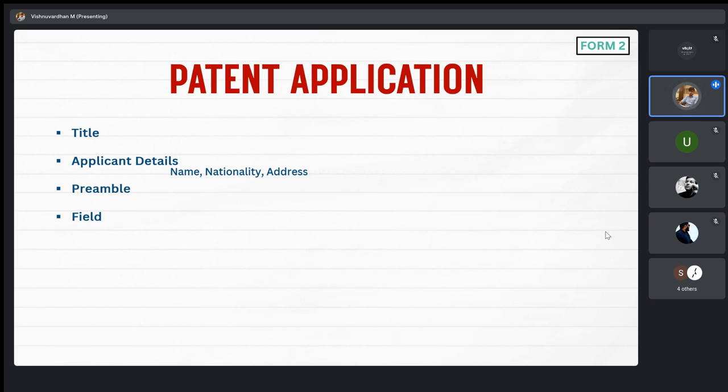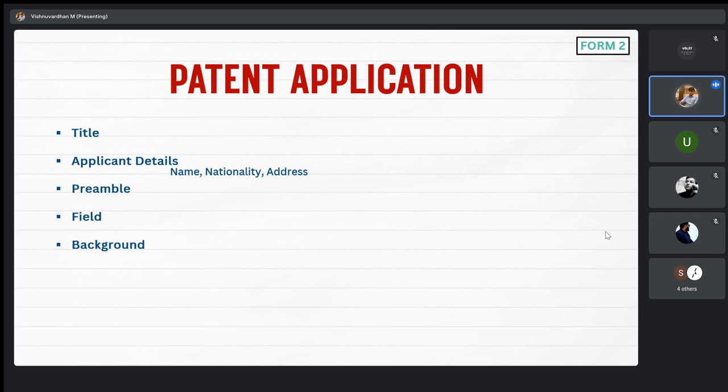Then, what is the field of your invention? Is it a mechanical invention? Is it a chemical invention? Narrow it down to a specific field, not just mechanical or chemical. In mechanical, also narrow it down to like whatever it is, as in like something like thermal engineering or something like robotics, something like that.